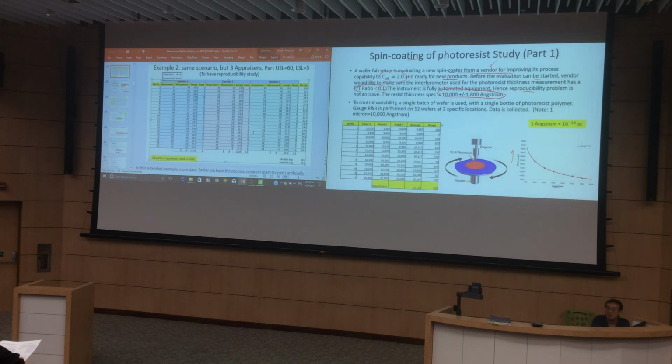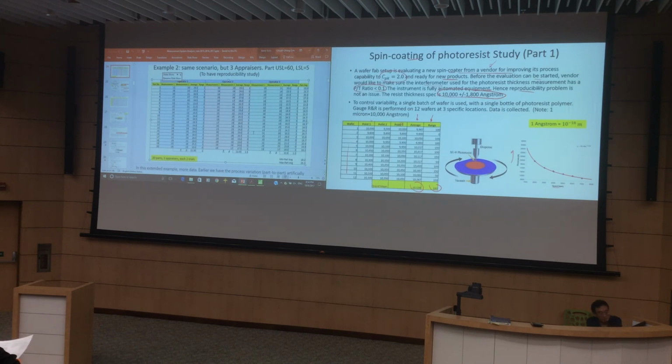So in order to control the variability, he said, okay, use one batch of wafers so that the consistency of the wafers is very good. And also one bottle of photoresist so that all the variability is controlled. Then they do 12 wafers from that batch and measure 3 points on each. In this case, we have the 3-point average, and this is the angstrom measurement here, right?